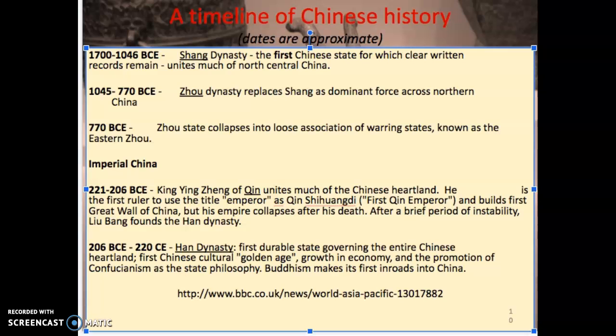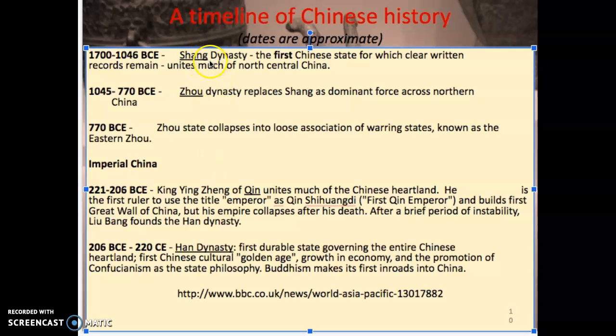The bulk of this lesson will focus on one particular empire, that of the Han Dynasty in China. So when you go to slide 10, you will see a timeline of Chinese history. So this shows us in order the change of the dynasties.